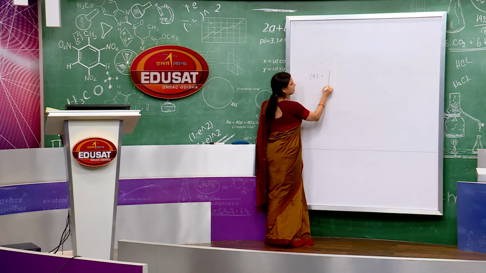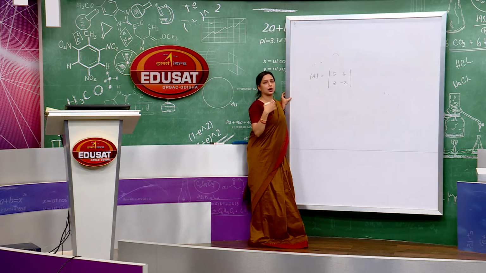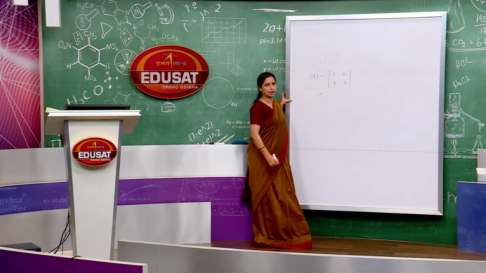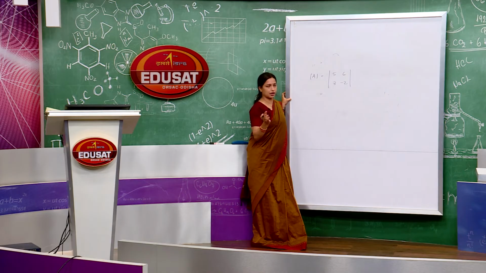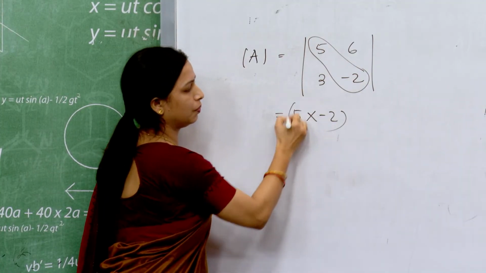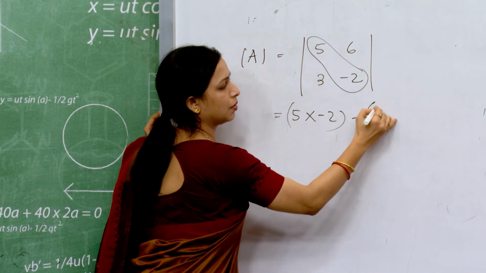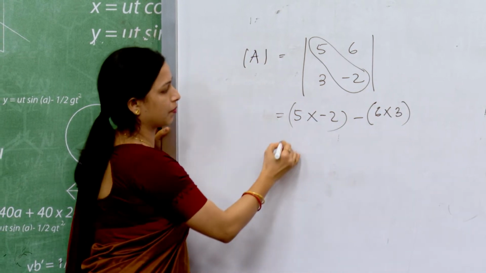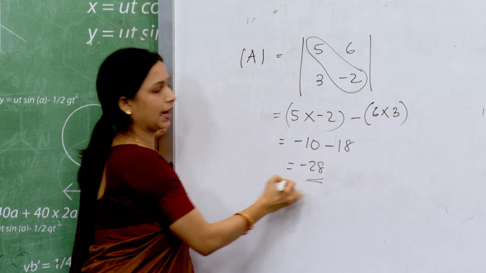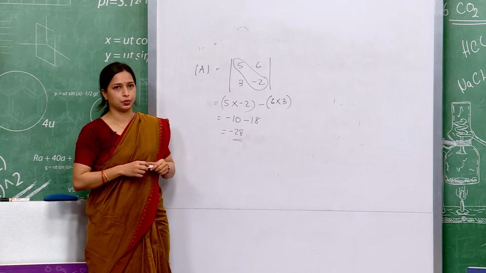So if I take this example, 5, 6, 3, minus 2, right? So how do we find out the determinant value? We multiply the diagonal elements and take the difference therefrom, right? So 5 into minus 2, then therefrom taking the difference, 3 into 6. So minus 10, minus 18, we get minus 28, right? So this is how we find out the determinant value of an order 2, right?